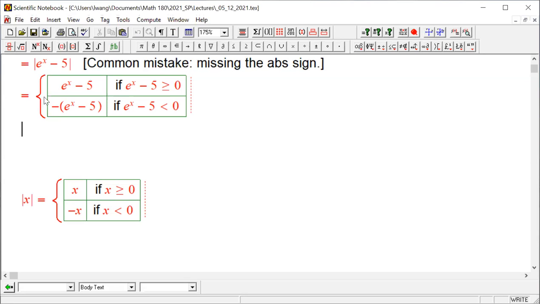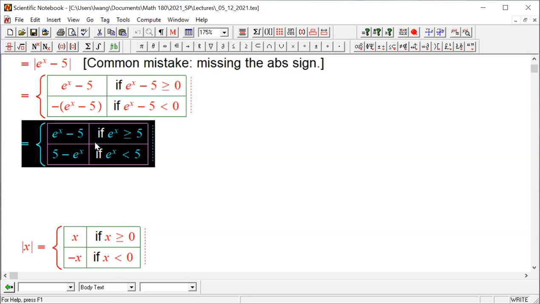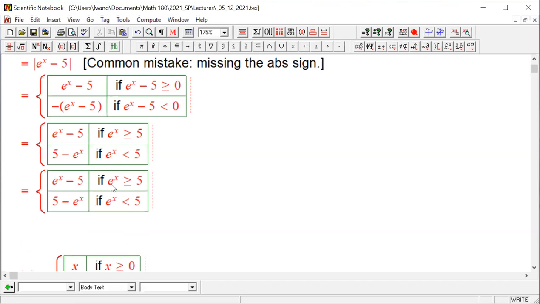And then you simplify. E to the power x is greater than or equal to 5. E to the power x is less than 5. And this turns into what? 5 minus e to the power x. And then you need to express it in x. So x is going to be larger than or equal to ln 5. X is going to be less than ln 5.